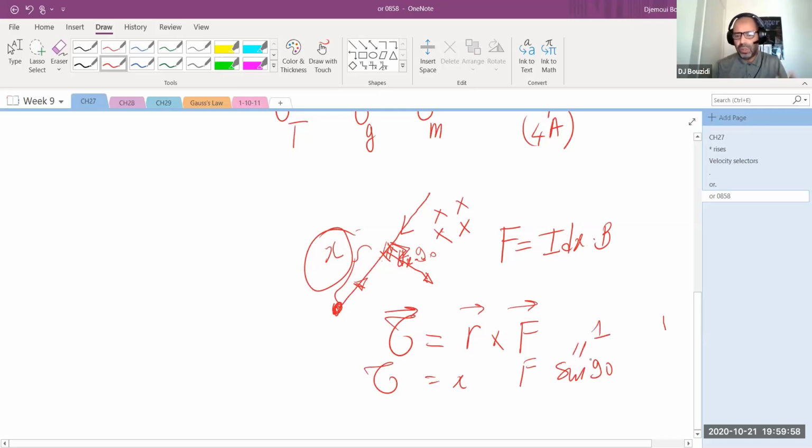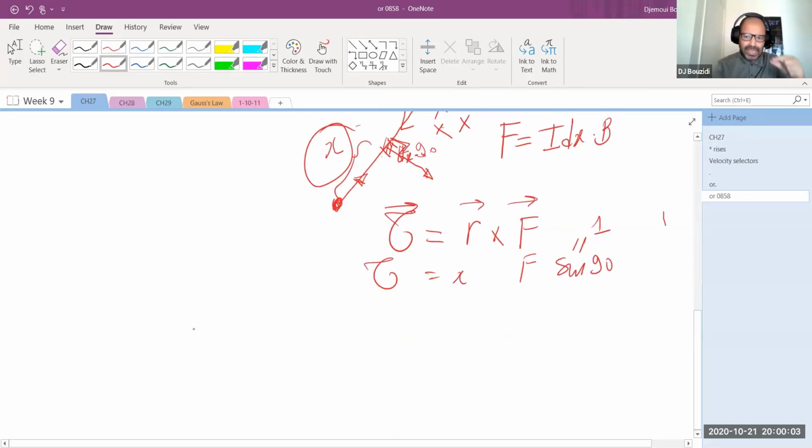So it's xF. In this case, the torque of this force on that element by itself, situated at distance x, on the element dx only, is a d tau. That's not the entire torque on the entire rod. It's just an element of the total torque. So all we did was find the torque on that element. So d tau is going to be x times the force, and the force in this case is I dx times B.